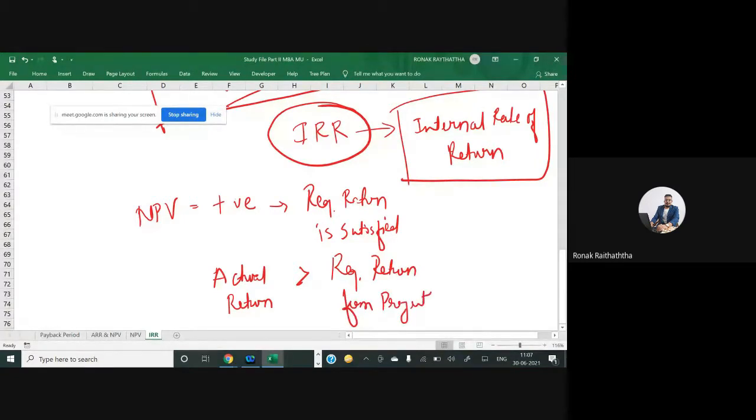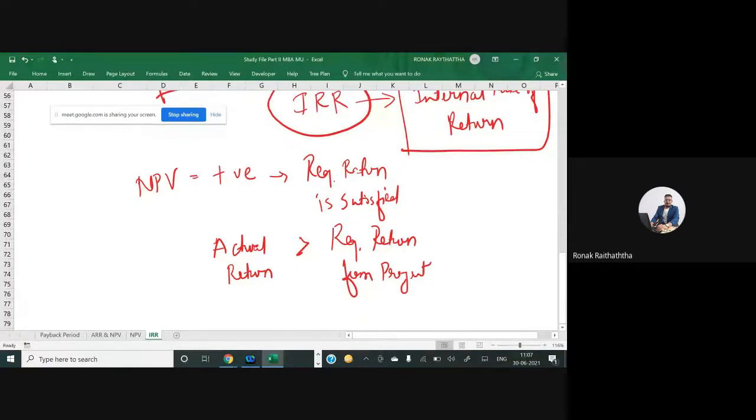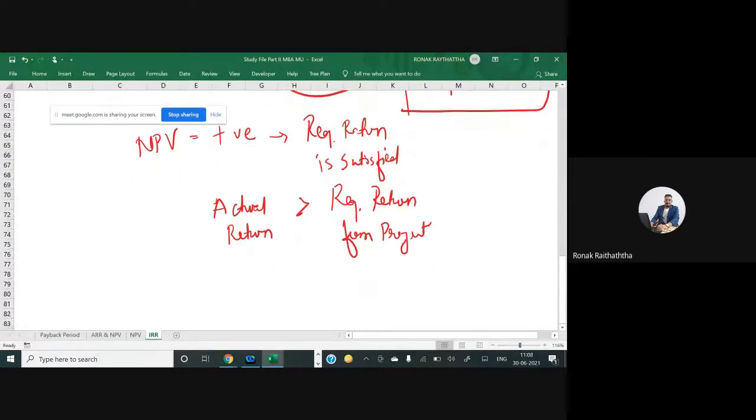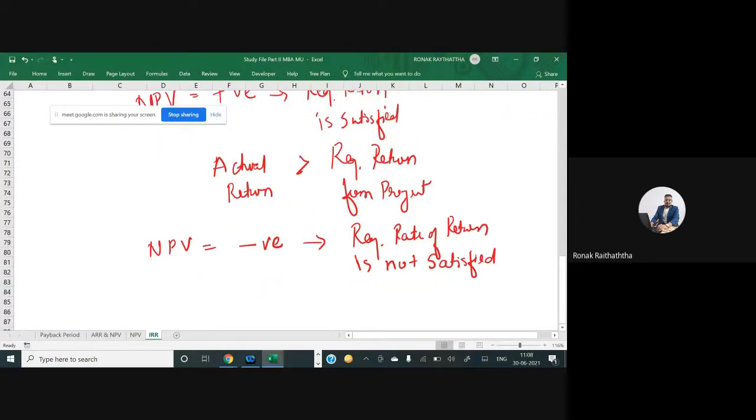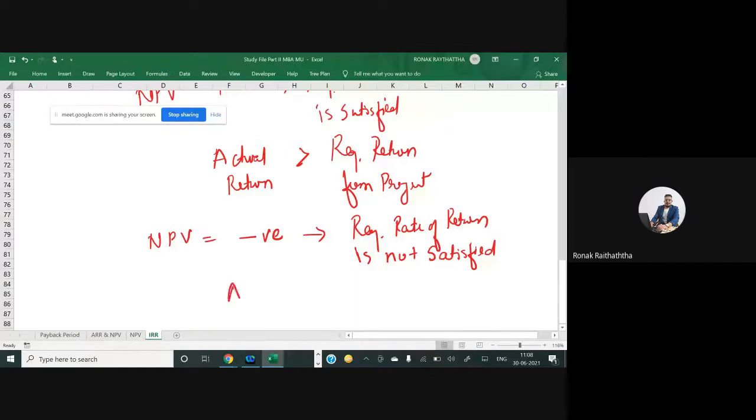Then only NPV can be positive, right? Yes or no? Similarly, if NPV is negative, at that time, what were you concluding? That, sir, required rate of return is not satisfied. In other words, I can also say it like the actual rate of return is lesser than required rate.